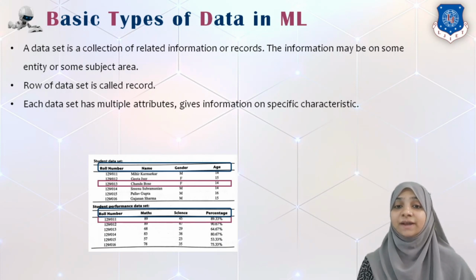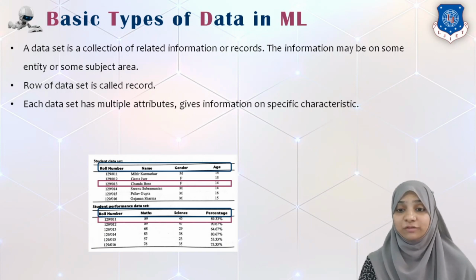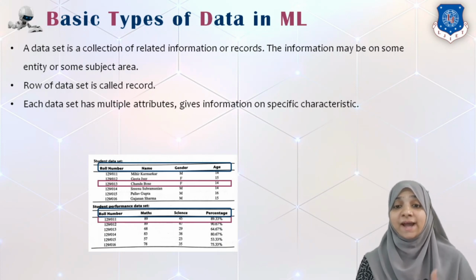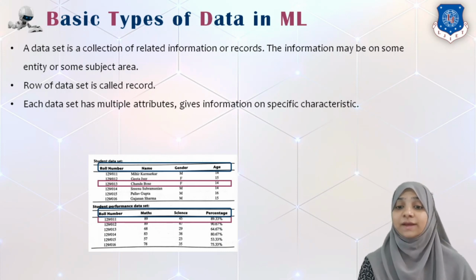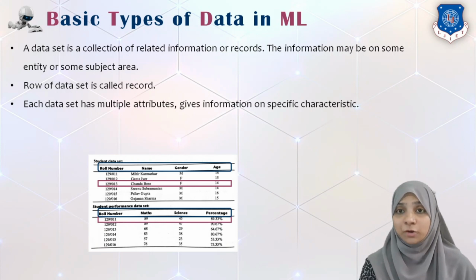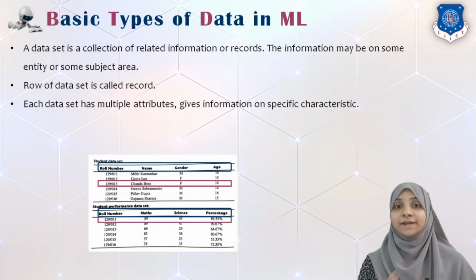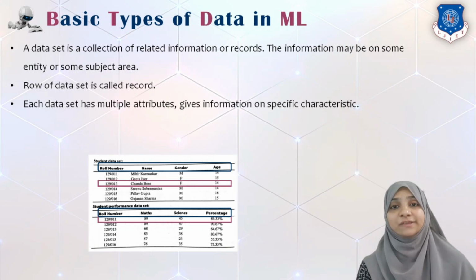So there are two data sets, and within each we have a series of rows. A row is the red highlighted part, which holds the information about one data element. That means roll number 129-1013, whose name is Chanda Bose, is female and age 14. Their math score is 68, science score is 29, and overall percentage secured is 64.67. This kind of information represented in tabular format is called raw data.